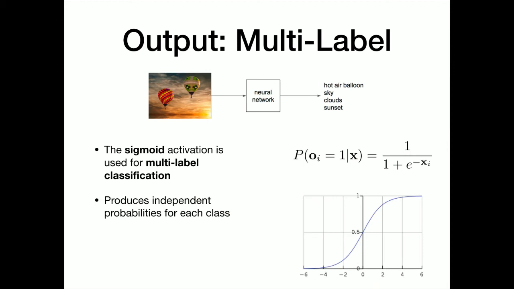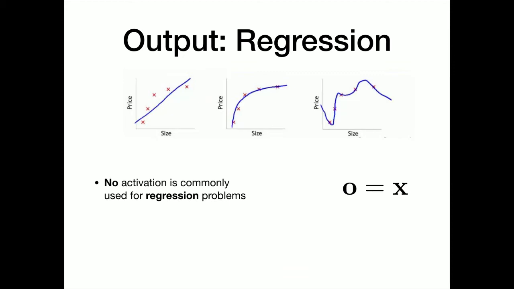And lastly, we have regression, which is also super important because if you're in finance, this is what you're going to use to predict the stock market or something else to make money. And here it's actually super simple. Because your output could be negative, positive, small, big, you don't use any activation function. You just use the value of x.